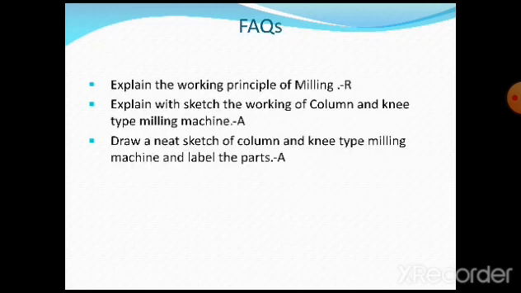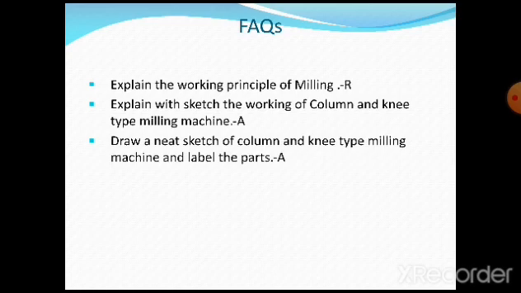So we need to understand that the arbor should be strong enough to provide the required rotational speed to the milling cutter which is mounted over it, as it is subjected to heavier cutting forces as the milling operation continues. So this is all about today's presentation.